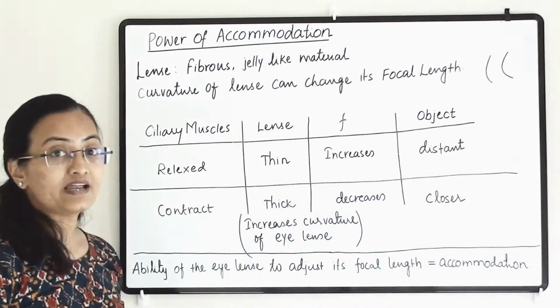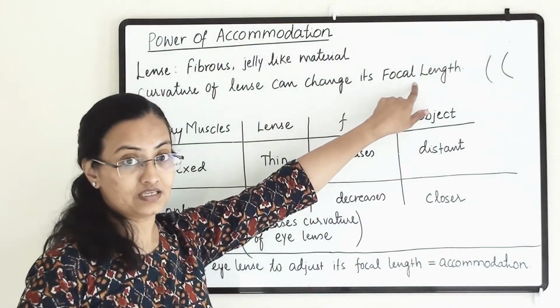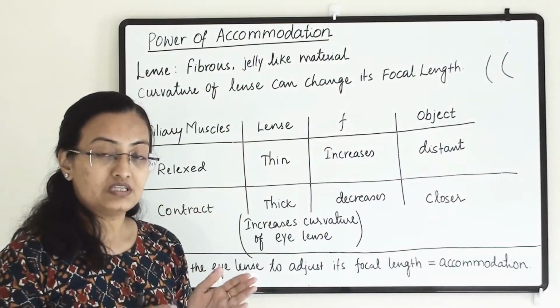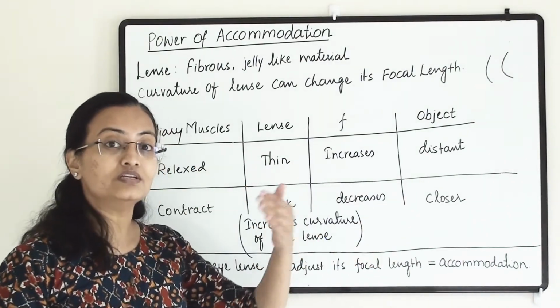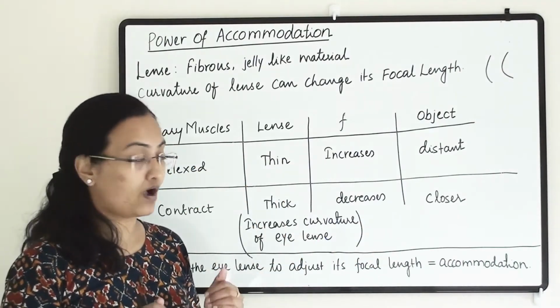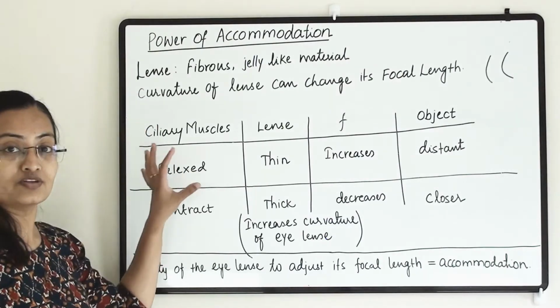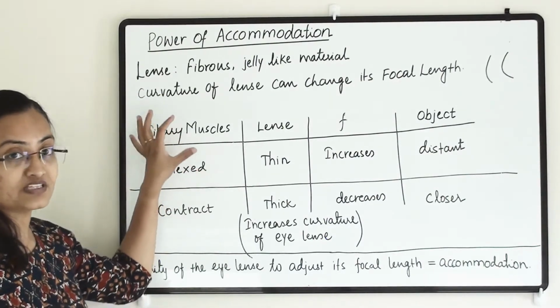Now this will decide the focal length of the lens, and because of this the lens will be able to see the far object or the near object clearly. And how will this work? This action happens with the help of ciliary muscle.